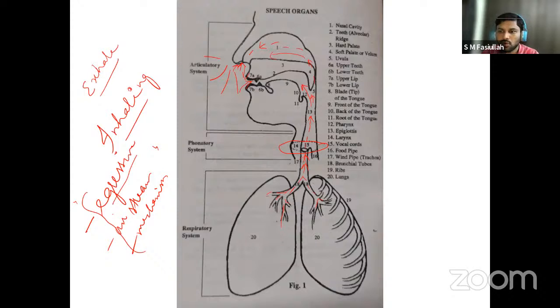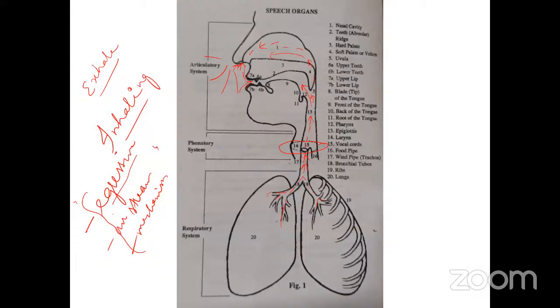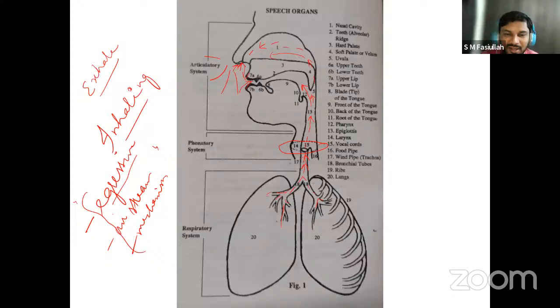Thank you. So we are trying to understand the mechanism, the system in which we are able to produce sound. So in order to produce sound, what do we need? Do we need water? Or do we need some food? What do you need to produce sound? Food. Energy. No, we need air. That is why it is called egressive airstream mechanism.